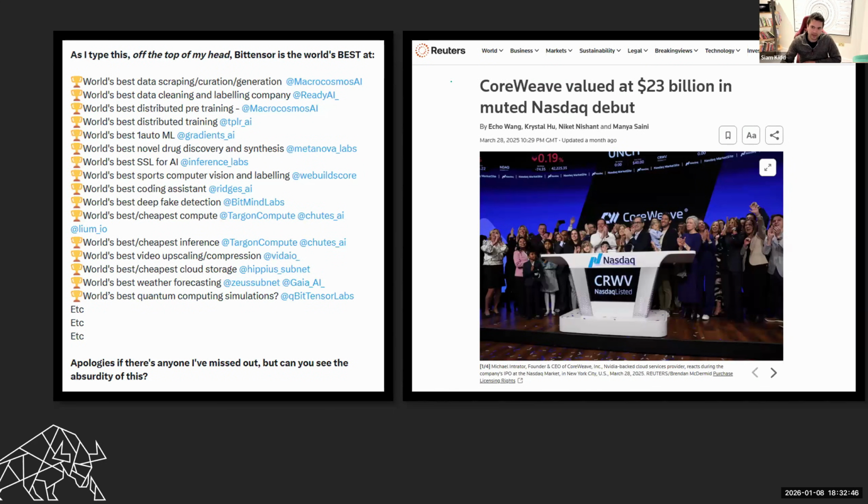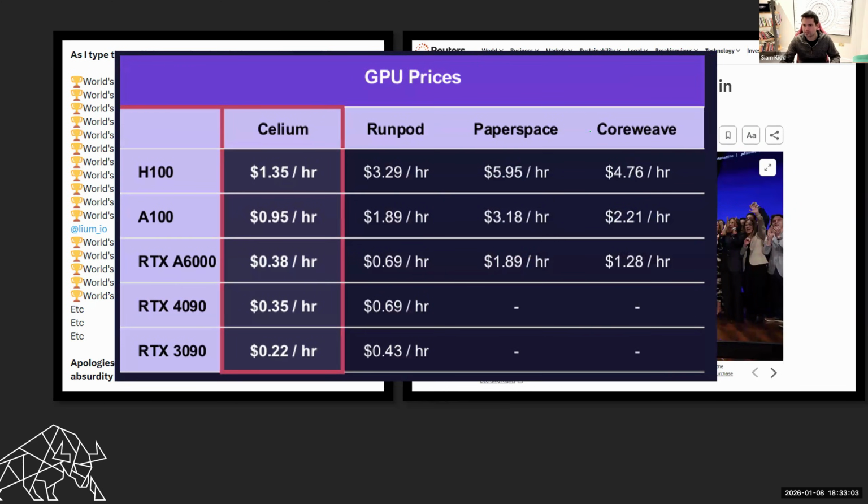If we have a look at GPU rental, in the real world, if we look at the NASDAQ, there's a centralized compute company called CoreWeave. They did an IPO for 23 billion, and all it does is just GPU rental. So if you want to rent an NVIDIA H100 computer, you can go to CoreWeave and you can spend $4.76 an hour to get that. Or you can go to Subnet 51. It's now called Lium. For some reason, they got rid of the I bit. And you can rent that exact same GPU for $1.35 an hour. Or any other GPU, a lot cheaper than anyone else.